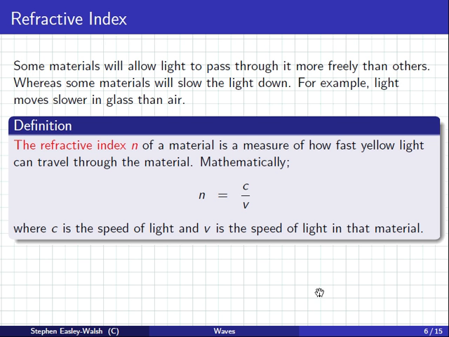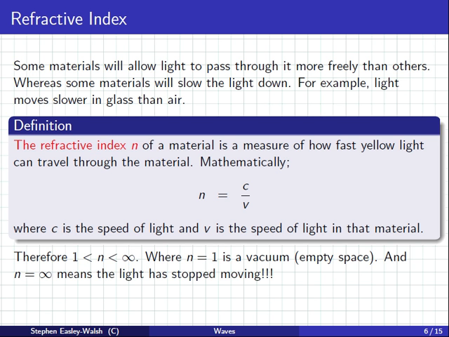So, will this n be more than or less than 1? Which is bigger, the v or the c? The c. Yeah, so more than 1. In fact, n is between 1 and infinity. What is the situation when n equals 1? It means it's in a vacuum. And what is the situation when n equals infinity? It means the light has stopped moving.